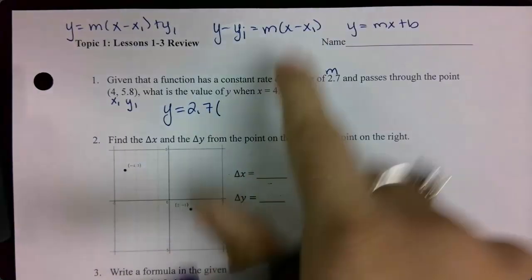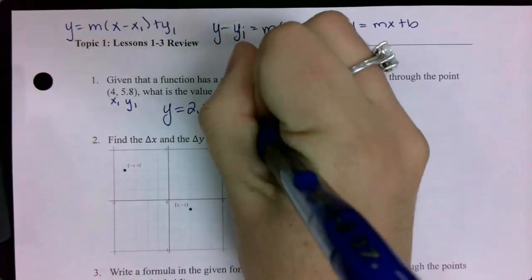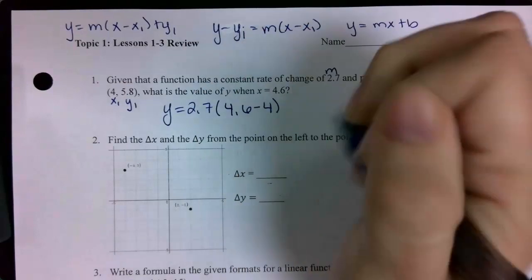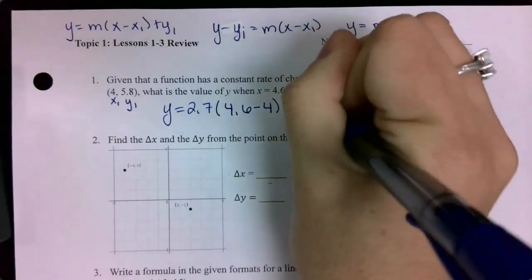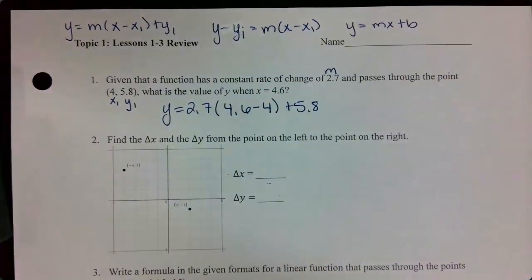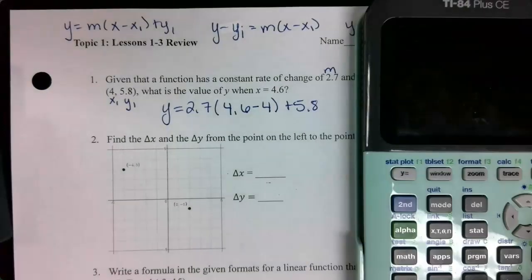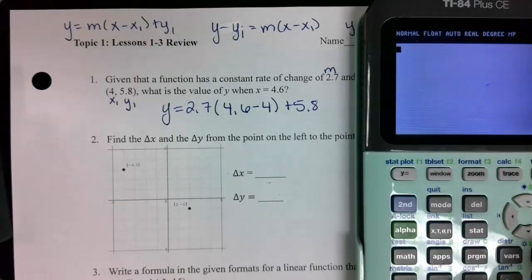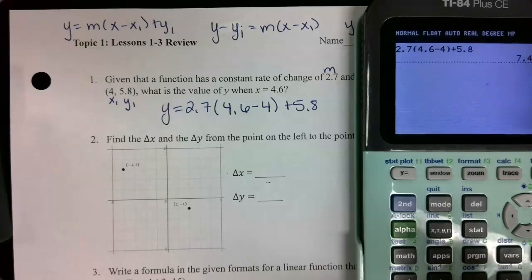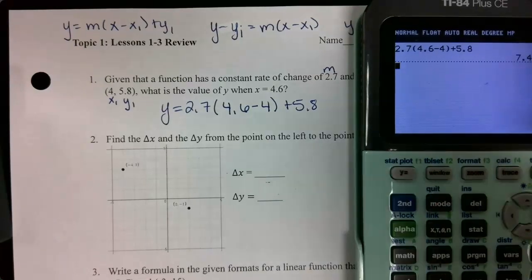X, it tells me, is 4.6. My x of 1 is 4. And then I want to add 5.8. So I can do all of this by hand, or I can type this all into my calculator. I'm going to type it into my calculator. I'm going to make sure I pay attention to my parentheses. So I get 7.4.